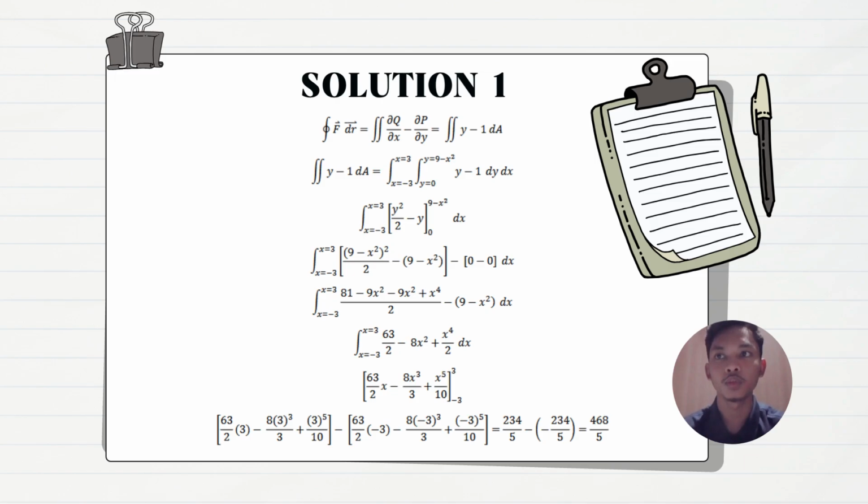Integrating with respect to y first gives us y squared over 2 minus y. After substituting the limits and simplifying the expansion, we get the integral of 63 over 2 minus 8x squared plus x to the power of 4 over 2 from -3 to 3. Finally, integrating with respect to x yields 63 over 2 x minus 8x cubed over 3 plus x to the power of 5 over 10. By substituting the values of 3 and negative 3, we calculate the final result, which is 468 over 5.